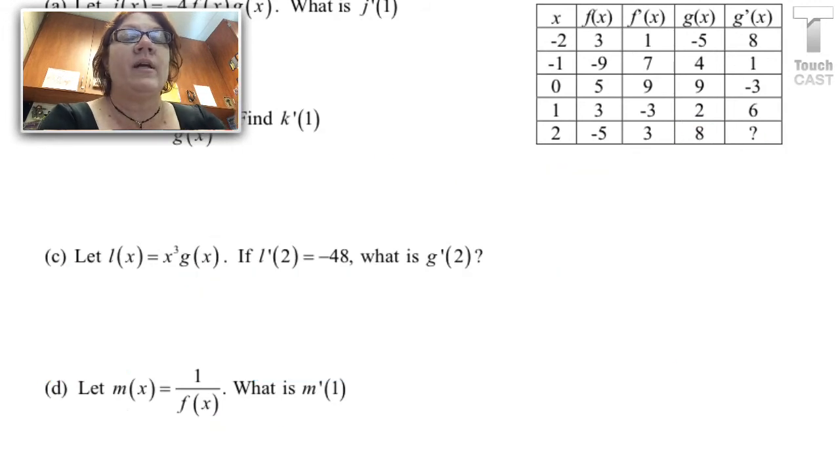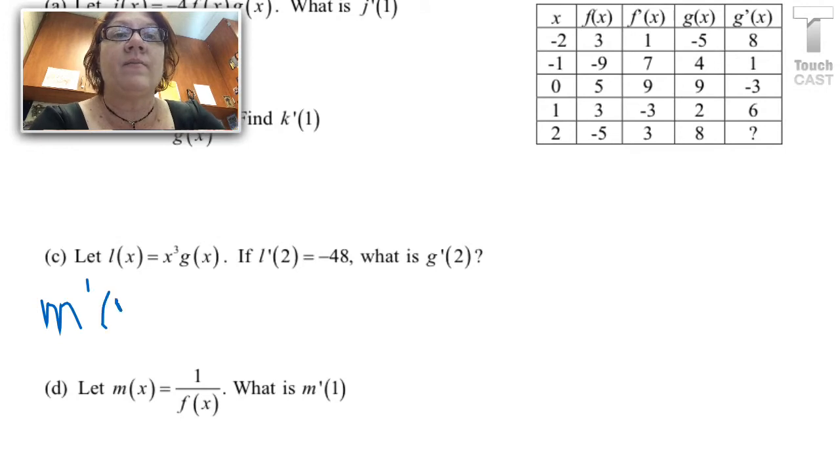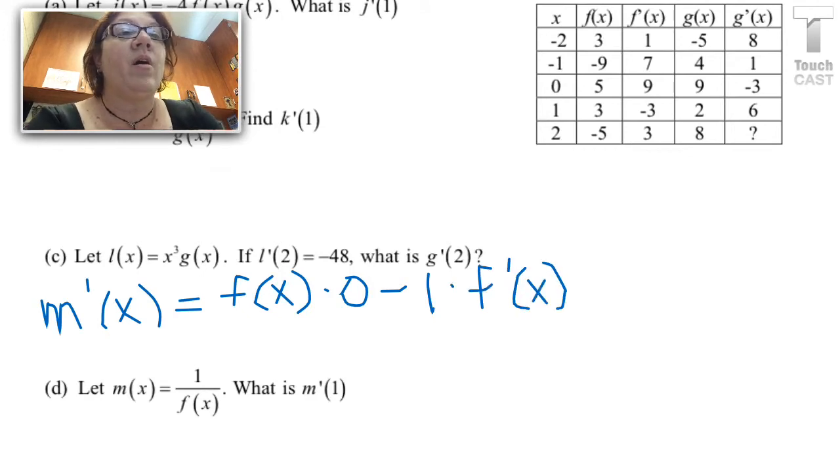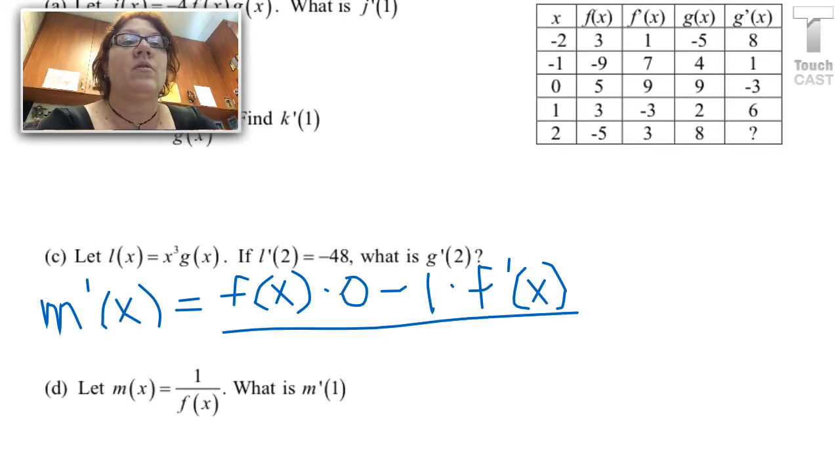Okay, so on this one, I need to find m prime of x. I'm going to write up here above it because I need to see that table, so I can't move the screen. So I need m prime of x, but I notice that this is a quotient. So I'm going to use low d high minus high d low over low squared. Now, the derivative of high would be 0 minus high times the derivative of the low, which would be f prime, all over low squared. And then I'm going to plug in 1.